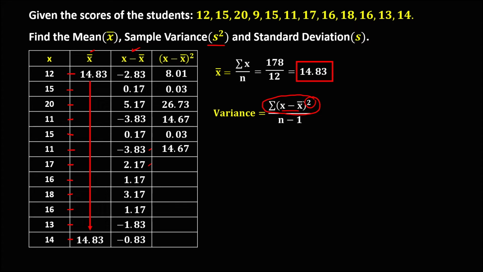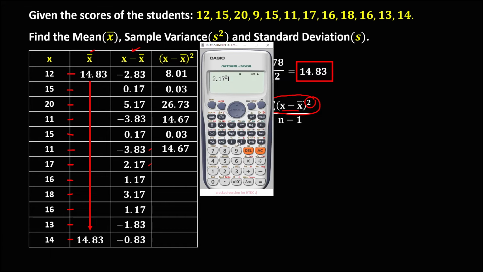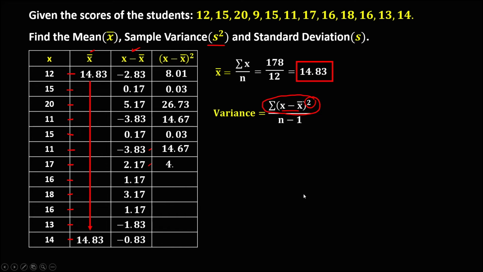Then 2.17 to the power 2 is 4.71. This 1.17 to the power 2 is 1.37. Then 3.17 to the power 2 is 10.05. This 1.17 to the power 2 is 1.37. Then for negative 1.83, you just ignore the negative, to the power 2 is 3.35. And 0.83 to the power 2 is 0.69.